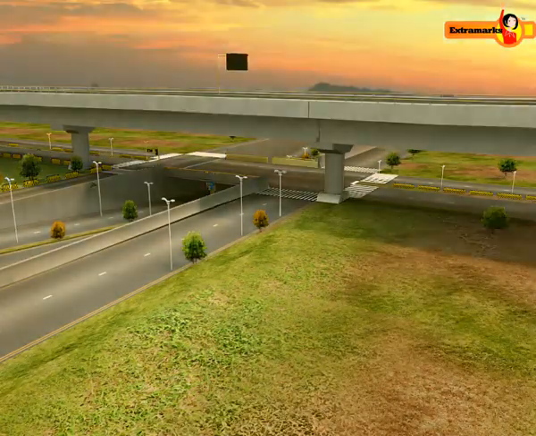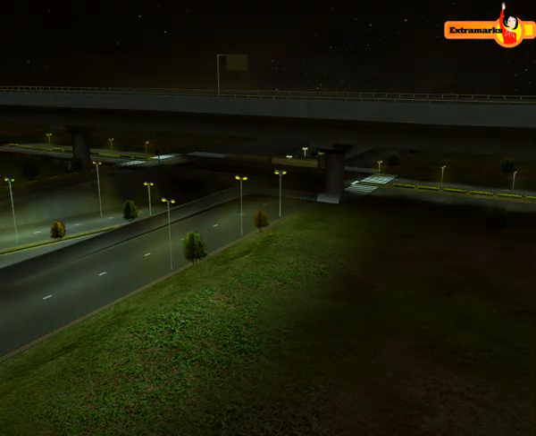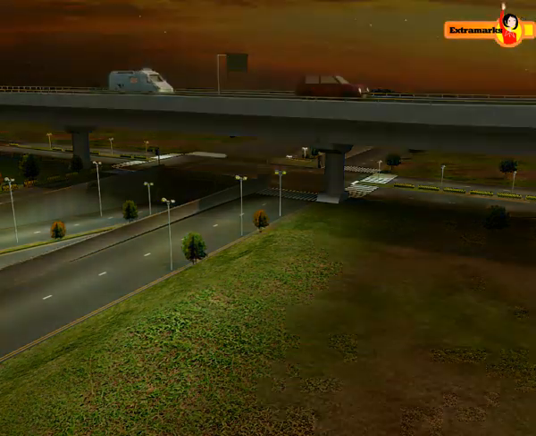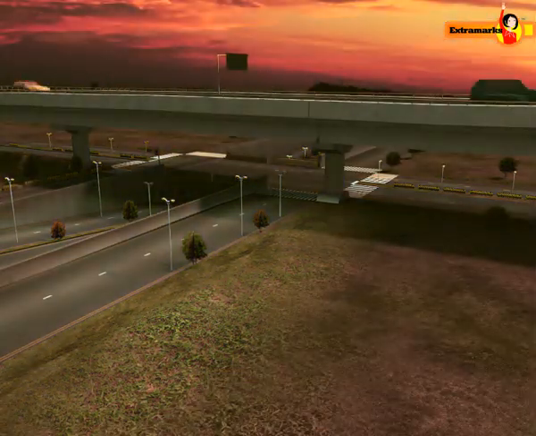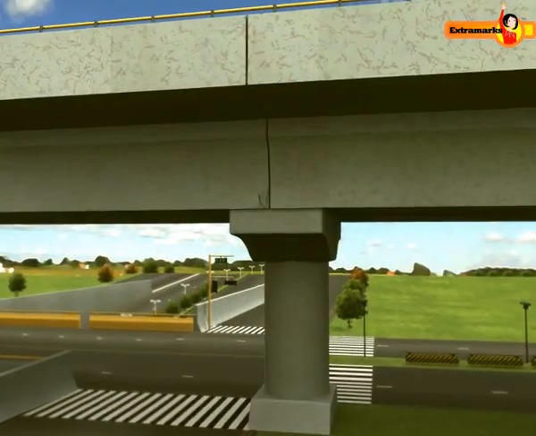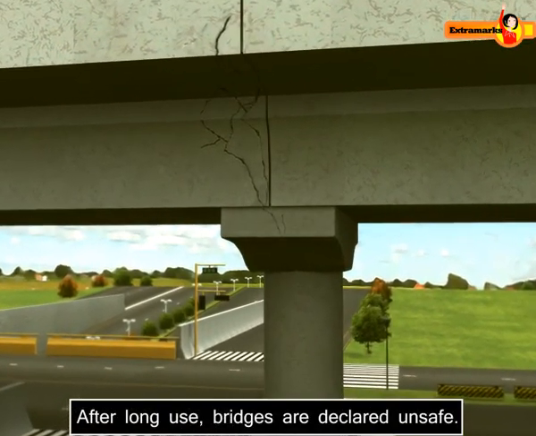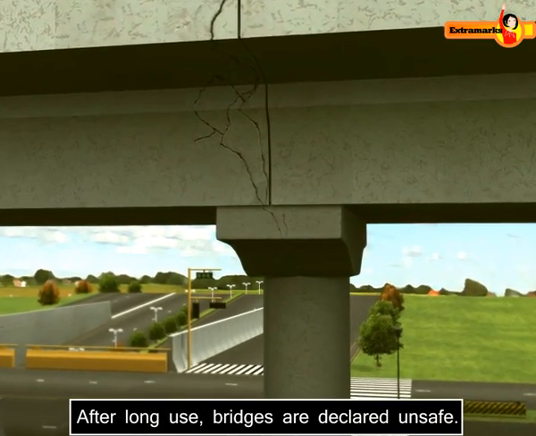When a bridge is used for a long time, it loses its elastic properties, due to which the amount of strain in the bridge for a given stress becomes large and may ultimately collapse. This is why bridges are declared unsafe after their long use.